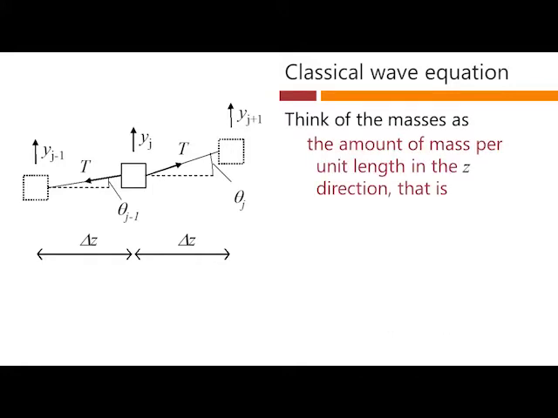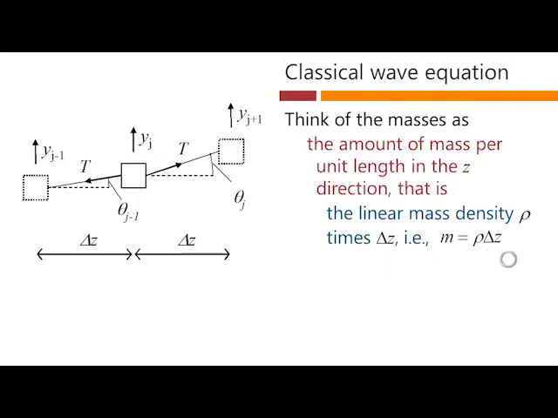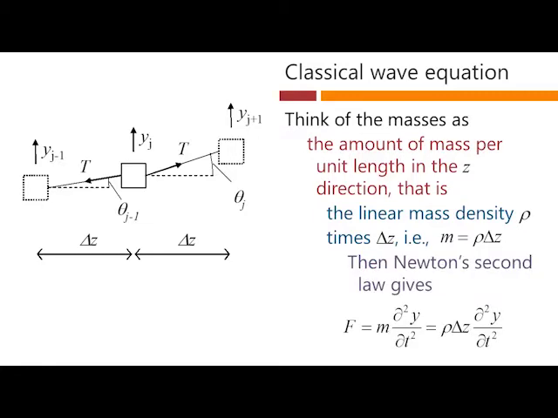So if we think of the masses in terms of an amount of mass per unit length in the z direction, that is the linear mass density, kilograms per meter, times delta z, the number of meters, we can think that these masses are really equivalent to some linear mass density times delta z. We'll call them m is equal to rho delta z. Then Newton's second law gives us that the force is equal to the mass times the acceleration, of course. And we're going to call this mass effectively the mass of one of these little objects, rho times delta z.